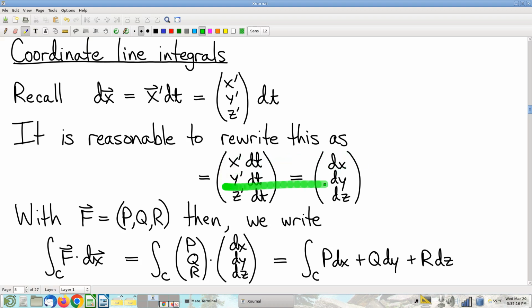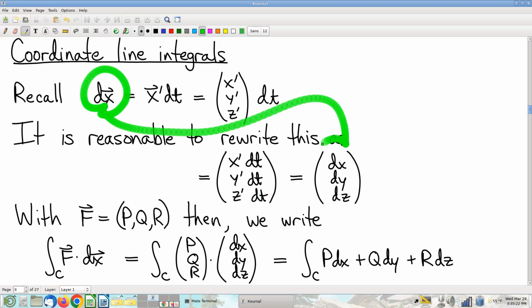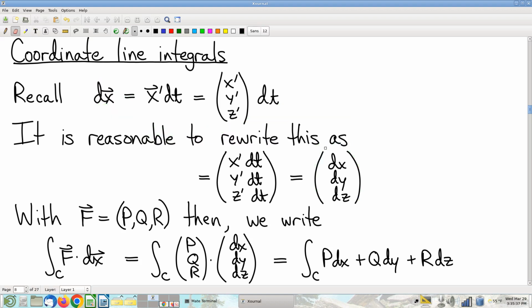And then likewise, dy and dz. So what we have then is an alternative notation for our dx vector. Our position differential is a vector whose coordinates just represent the changes of the individual coordinates. Unsurprising as a result. Okay, so why are we talking about this?